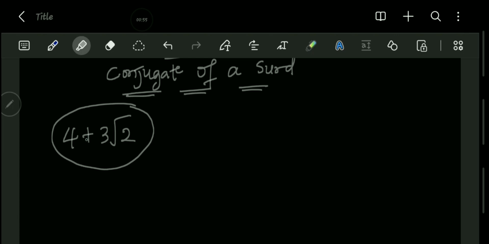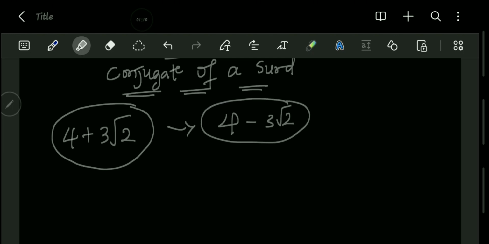And we know that the opposite of addition is subtraction. Is that not true? So we are just going to give the opposite of the middle sign, right? So the conjugate of this whole surd is going to be 4 minus 3 surd 2. That's the conjugate. So whenever they are talking about the conjugate of a surd, they are asking you to change the middle sign in operation of the surd.